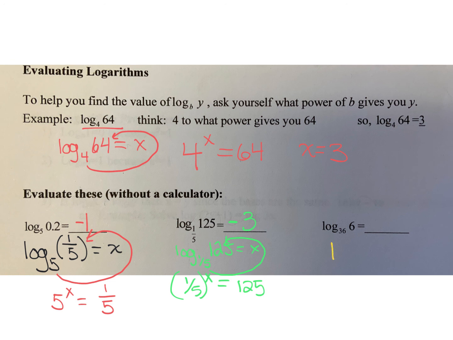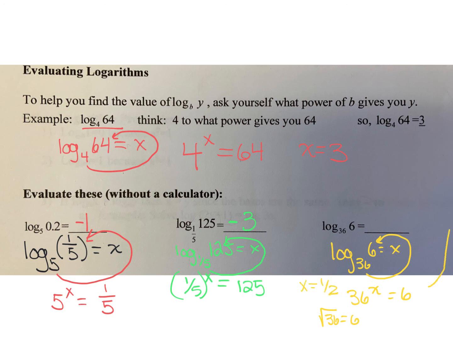Log base 36 of 6 equals x. Make your swoosh. 36 to some power equals 6. This one's a little bit trickier, and what you can ask yourself is, what do I want to do to 36 to make a 6? Well, the square root of 36 is 6. And to write the square root as a power, it's 1/2.